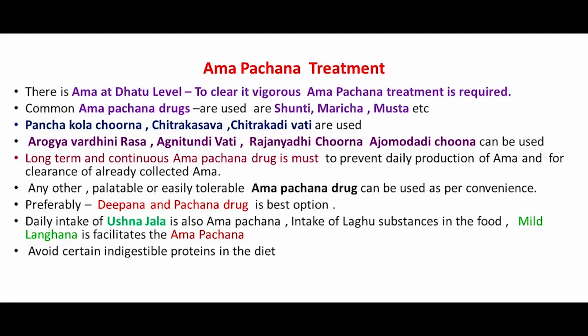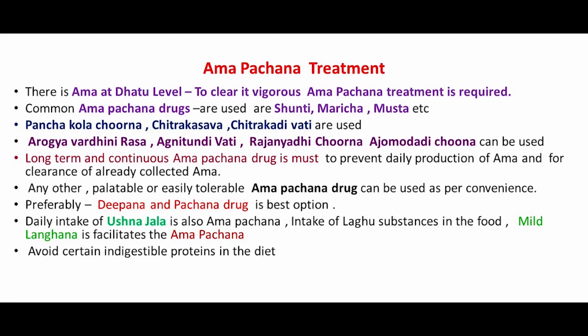So, common āma-Pachana drugs which we use in our practice are shunti, maricha or musta, etc. They are very good āma-Pachana. Other options are also there. Panchakola churna, chitrakasava, chitrakadivati can also be used. Anyway, we have to ensure the āma-Pachana because that itself is the basic cause of this problem. That āma visha is causing the problem to the body's immune system or leading to aberration of the ojas.